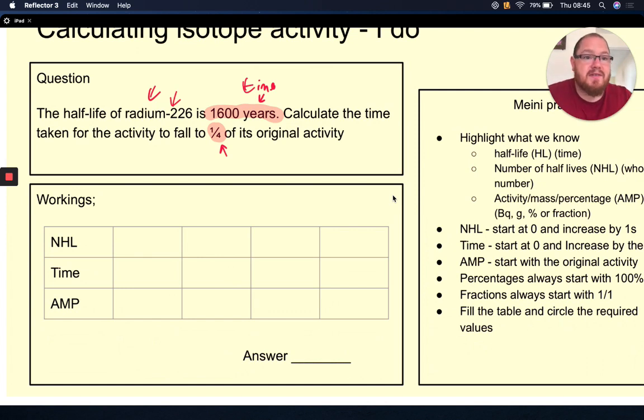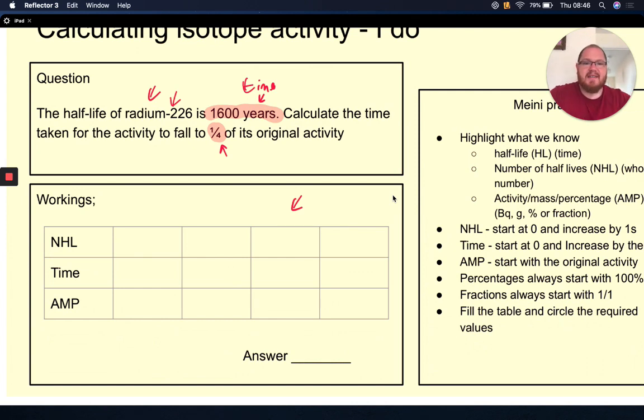Now, some of you will be onto this straight away and think, oh, all I've got to do is times 1600 by 3. Okay? But these questions do get slightly more difficult where you have to work back. And this is where this table here comes in handy.